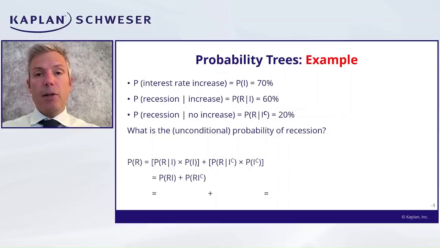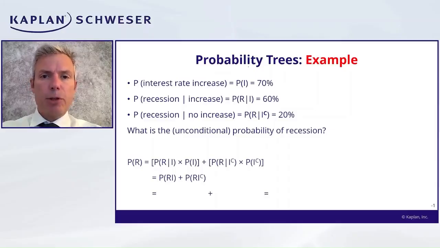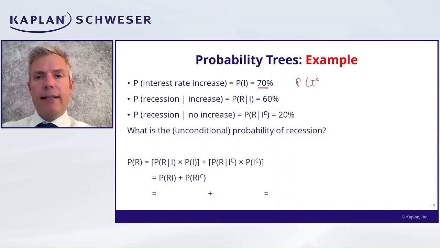Okay, so here's an example of some conditional probabilities with a financial application. We'll just jump straight into it here. We're told the probability of an interest rate increase is 70%. That means the probability of an interest rate increase not happening, we call that the complement, is 30%, or 0.3.